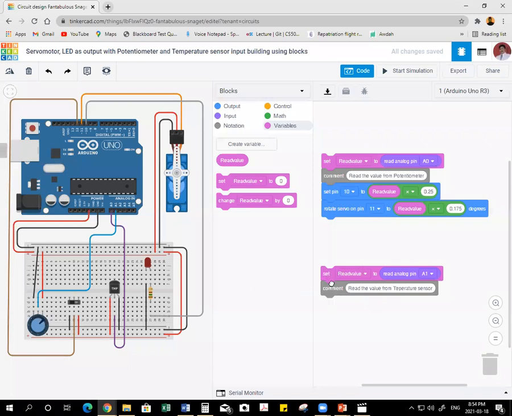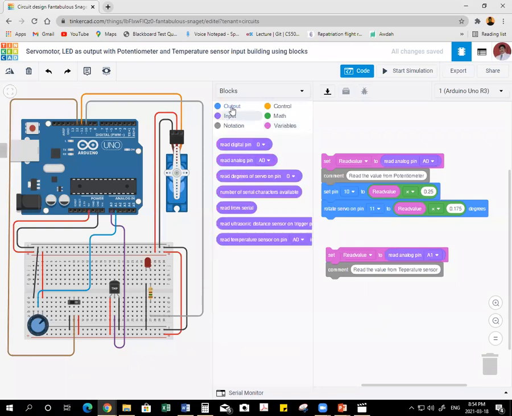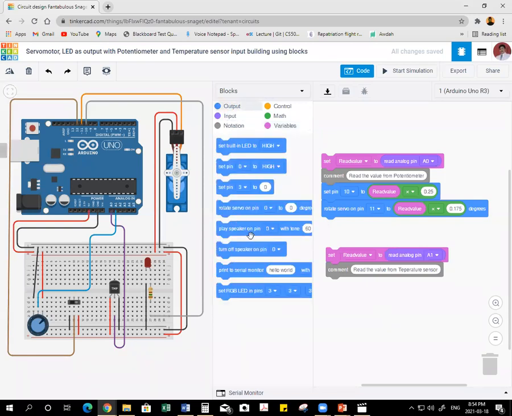With the temperature also, I put it here. Now the read value, if it is from the temperature, is pin number A1, not A0, it's A1. So we have to first rotate the servo pin, or we can set the output for the LED. Set analog pin 10. What do we have to set? Again, we have to calculate.